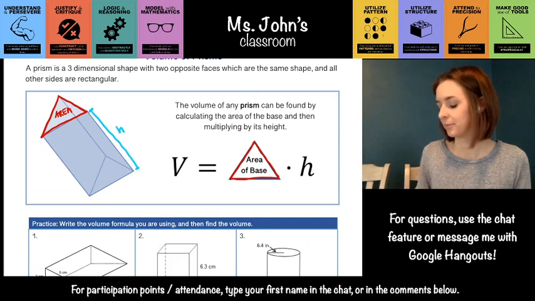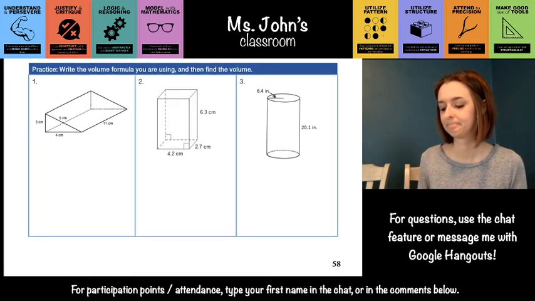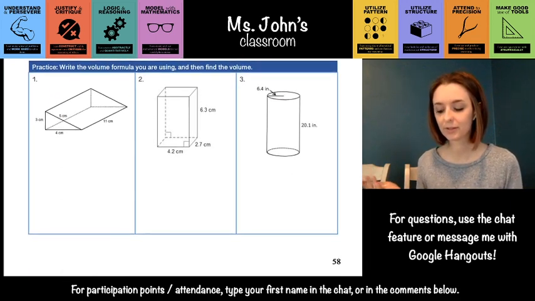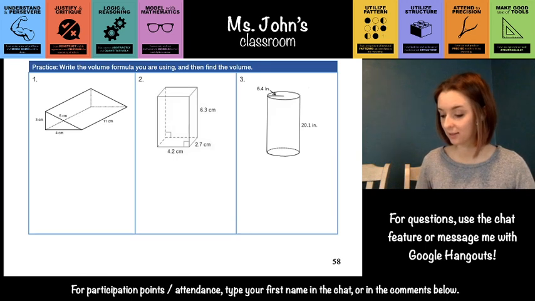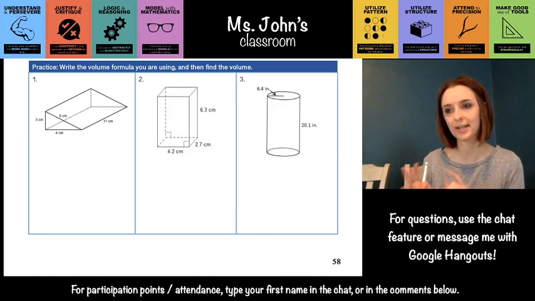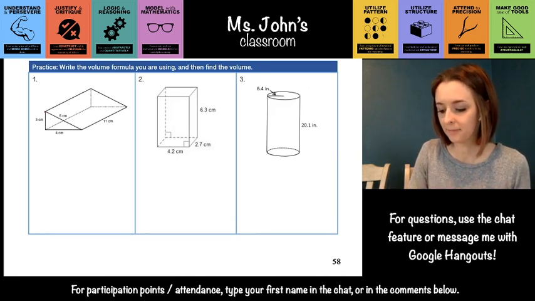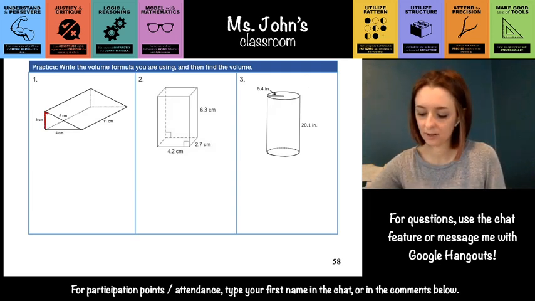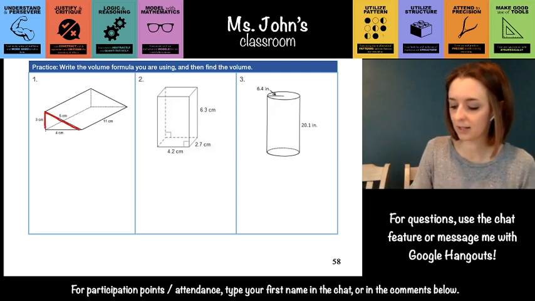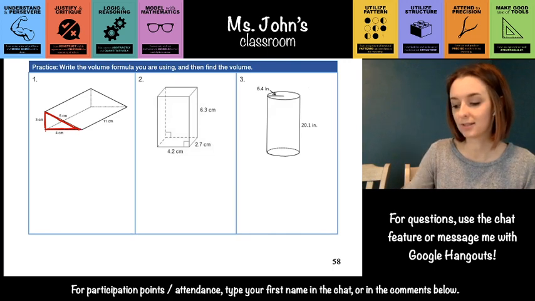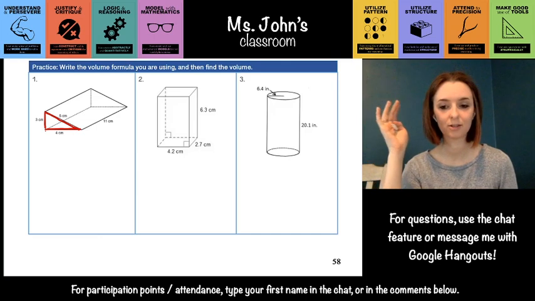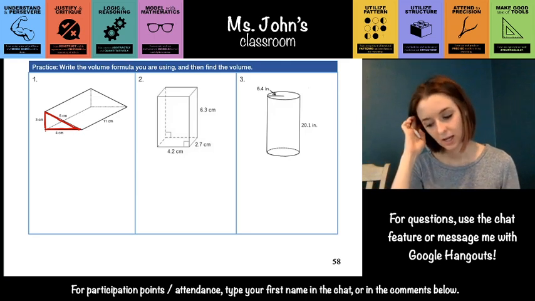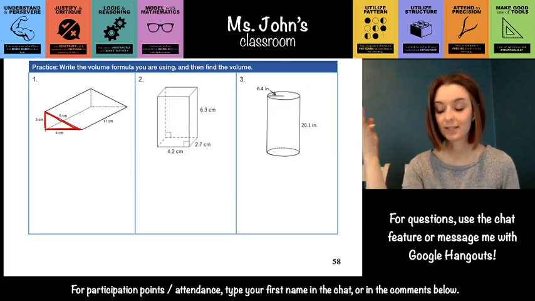So we'll do a couple examples down here. The first one is a triangular prism, because that was the example. The first step is to identify the base. Rectangular prisms are a little bit different, but we'll talk about that in a second. The base on this one is this triangle. All the other faces of this shape are rectangles. So that's the base.